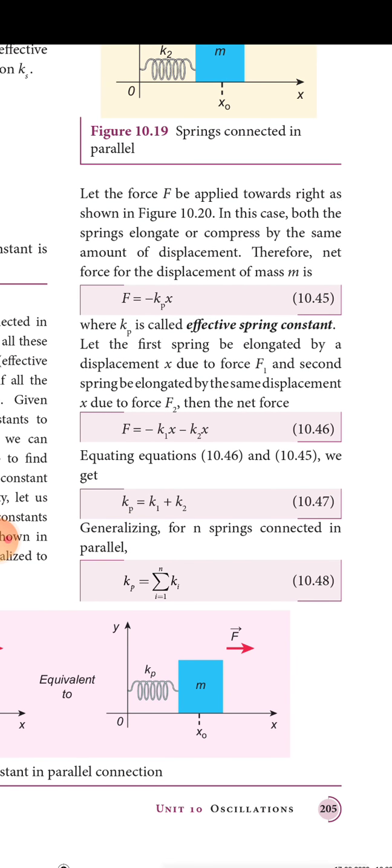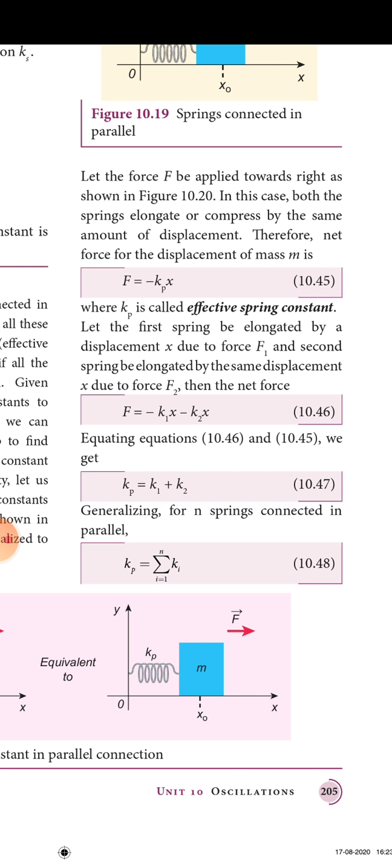Let the force F be applied in the same direction, to the right. In this case, both the springs elongate or compress by the same amount of displacement. Therefore, we can write the net force for the displacement of mass m as F equal to minus kp x, where kp is the effective spring constant in the parallel direction. So F equals minus k1 x minus k2 x.